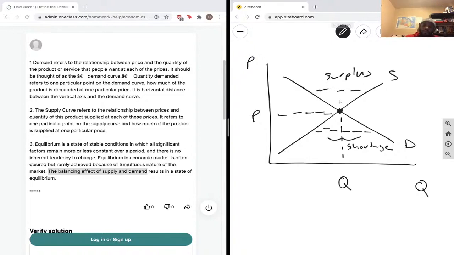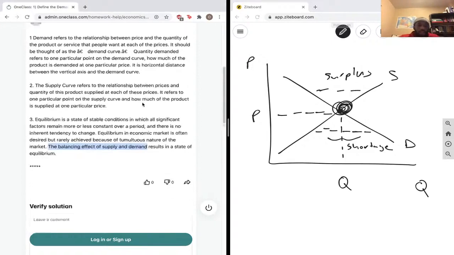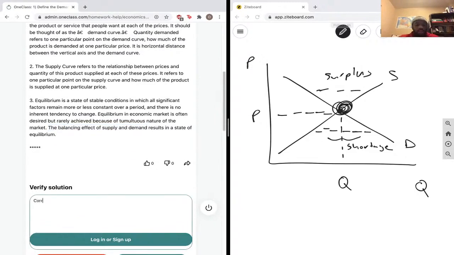But the equilibrium point is right over here in the middle where supply intersects demand, where the two curves intersect with each other. And that's it. So say this is correct.